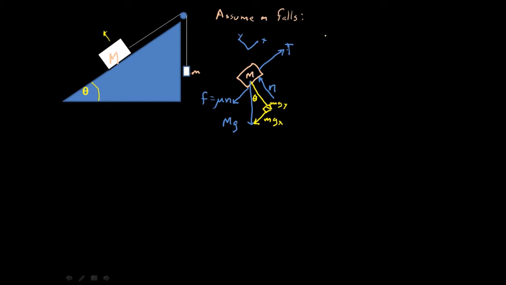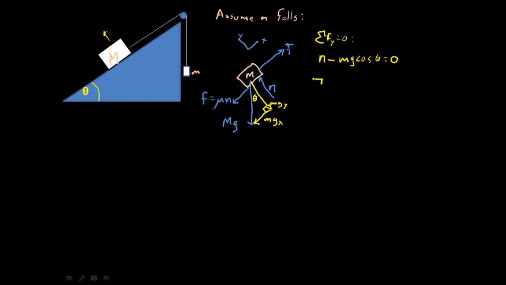So we can write that the sum of the forces in the y direction is 0. The equation then would be, well, the normal force is a positive force. mg sub y is a negative force. And so that's going to be minus mg times the cosine of theta, and that's equal to 0. If you don't understand that, pause the video until you do. Those are the only forces in the y direction.